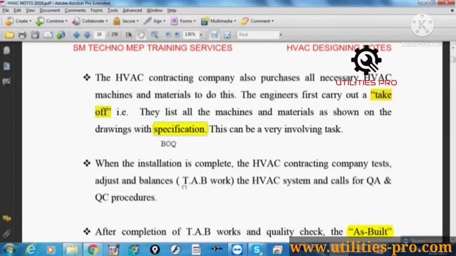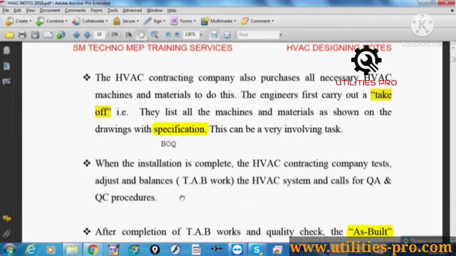This is also taken care of by the contracting company. Generally we used to call it balancing, but now the new term in the market is TAB. For the last 5 years people have been dealing with TAB, but many seniors on site are still used to calling it balancing. So balancing or TAB work, both are the same.